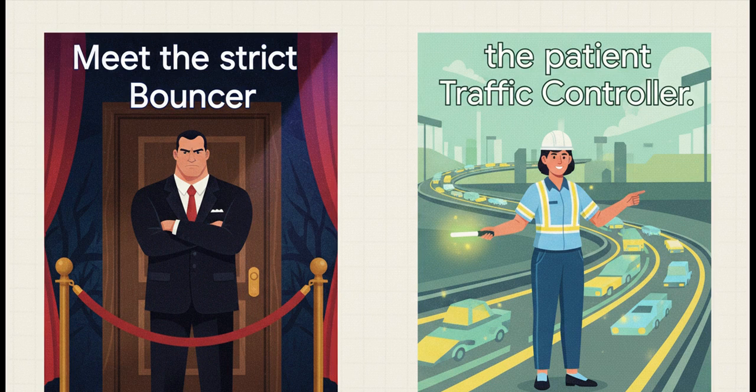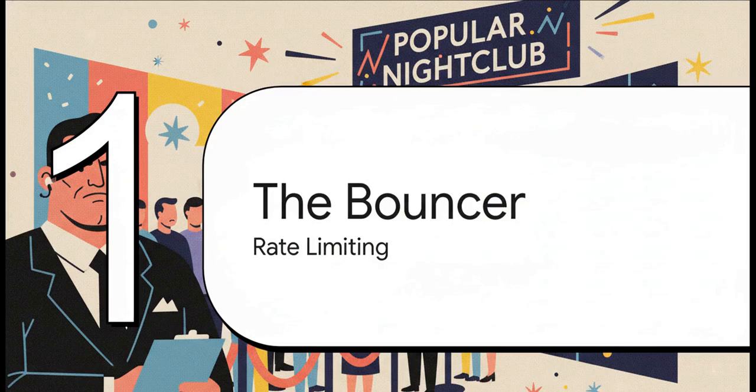And honestly, it's best to think of them as two very different characters. You've got the tough-as-nails bouncer, and then you've got the calm, cool, and collected traffic controller. So let's get to know them. All right, first up, let's meet character number one, the bouncer. This is our metaphor for rate limiting.